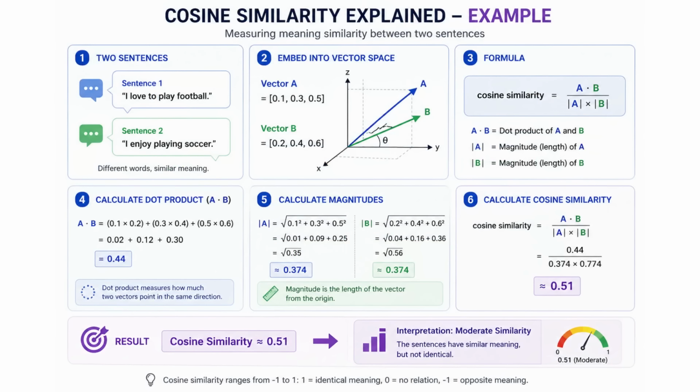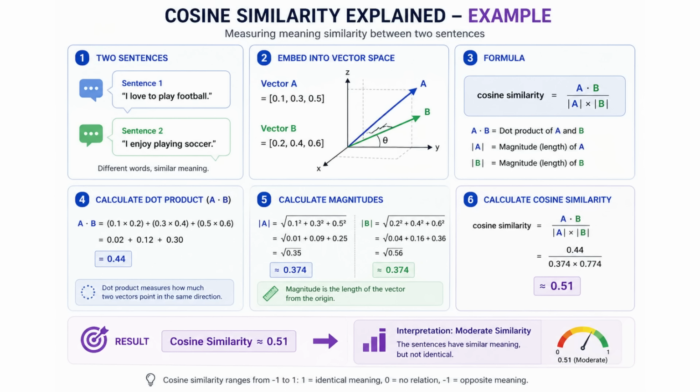To understand cosine similarity, let's consider two sentences. Sentence 1: I love to play football. Sentence 2: I enjoy playing soccer. After embedding these sentences into a vector space, we get two vectors. For example, vector A could be 0.1, 0.3, 0.5, and vector B could be 0.2, 0.4, 0.6. To calculate cosine similarity, we use a formula: cosine similarity equals the dot product of A and B divided by the product of the magnitudes of A and B.